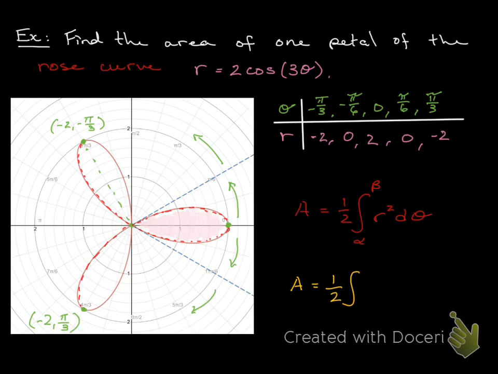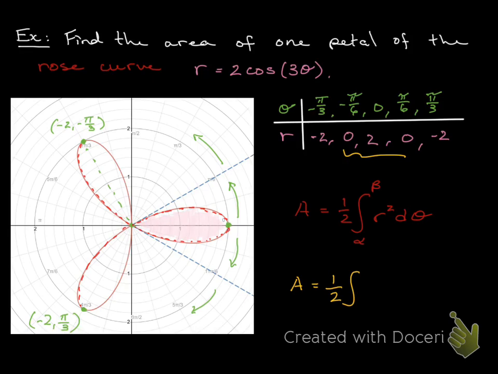Now, what alpha and beta will we use? Again, I've colored them in that blue dotted line. Where do I see those come up? That's those collection of points from minus pi over 6 to pi over 6. And if you go back and see how I'm tracing that petal, you'll see that I start when theta is minus pi over 6 at the origin.